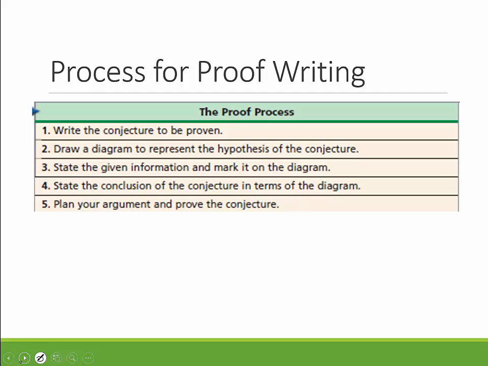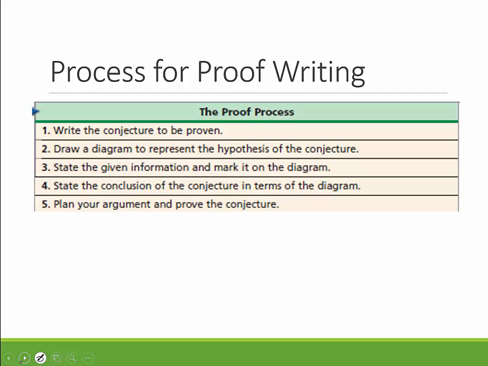So this process is what should be going through your head every time I ask you to prove something, not only in this section, but for the rest of this year in geometry. Write the conjecture to be proven. So what am I trying to prove? What's my conclusion? Draw a diagram. If there's not one there, it always helps to draw a picture. State the given information and mark it on your diagram. So you're always going to be given something.